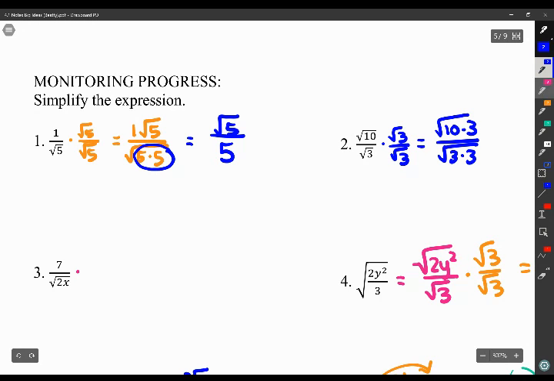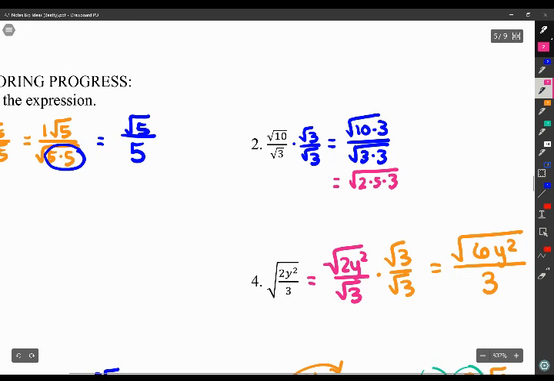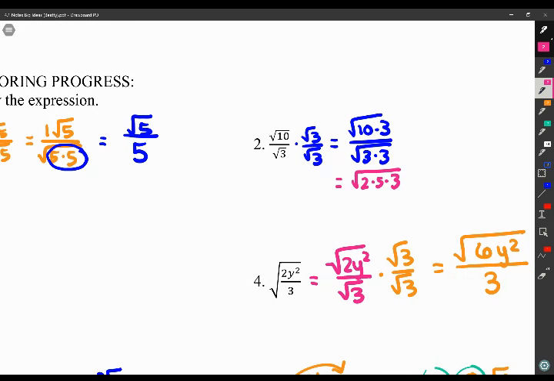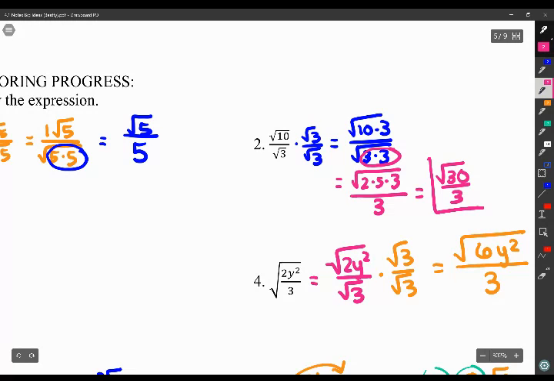And again, we're looking for pairs. So when I look at 10, 10 really is the same thing as going 2 times 5 times 3. But you'll notice in 2 times 5 times 3, there's not a pair there. But on the bottom, there is a pair of 3's that comes out. And so if I multiply the top back together, that's going to give me root 30, and the bottom's going to be 3, and you're done.